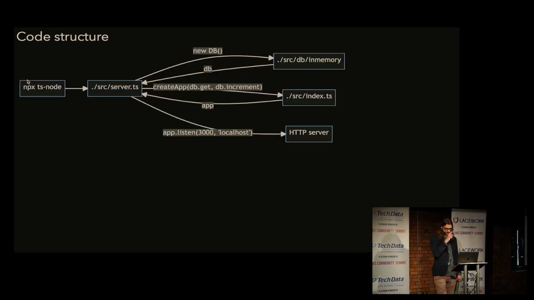So the code structure is ts-node. It runs the server TS. The server TS creates that new database instance, and it then passes that into the create app function. The app gets returned back, and then the server starts up the application and starts it listening. So you have these 3 different areas of concern: something related to databases, something related to HTTP handling, and something related to starting the HTTP server.